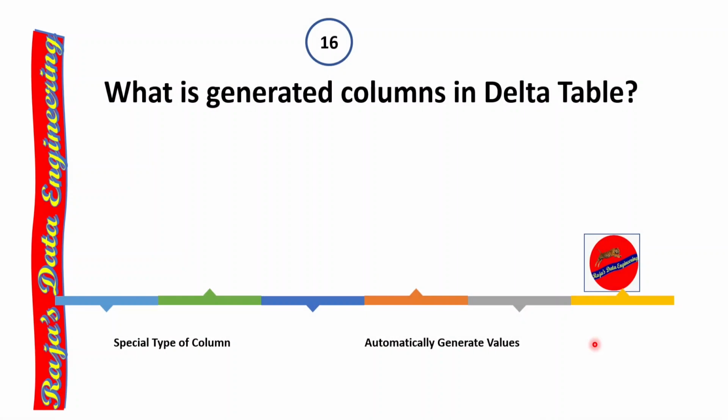Moving on to the next question, what is a generated column in delta table? A generated column is a special type of column which is used to automatically generate a value for a particular column. We can supply a certain function, and based on the function, it will automatically generate the value for the column. So that is the use of generated columns. This is one of the features given for Delta Lake. Whenever we are creating a delta table, we can create generated columns.